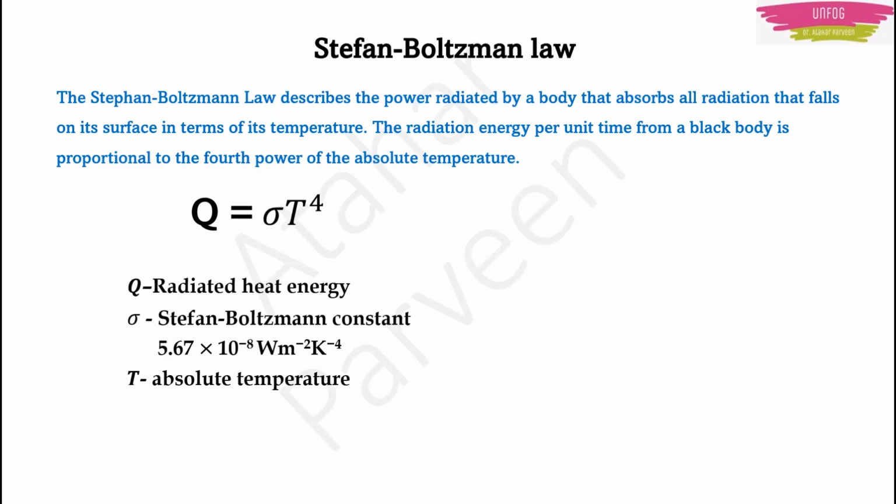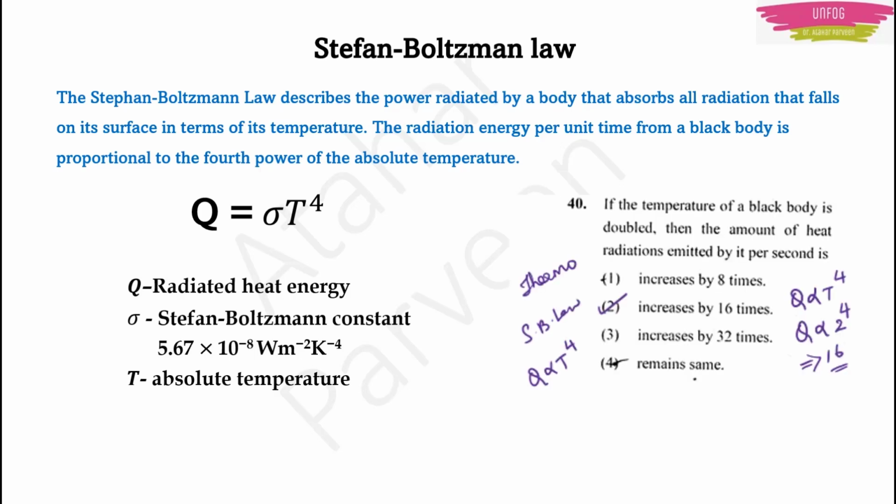This T is absolute temperature. It's better you remember the value of the Stefan-Boltzmann constant and its unit also. It is 5.67 into 10 raised to minus 8 watt per meter square per Kelvin to the power 4. The question was like this: if the temperature of a black body is doubled, then the amount of heat radiation emitted per second is? With this law, Q is proportional to T to the power 4. So if the temperature is doubled, the heat radiated will be 2 to the power 4. So Q will become 16 times.